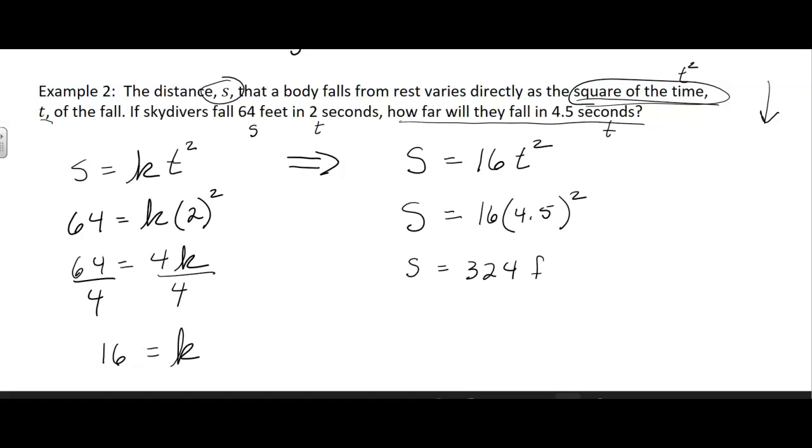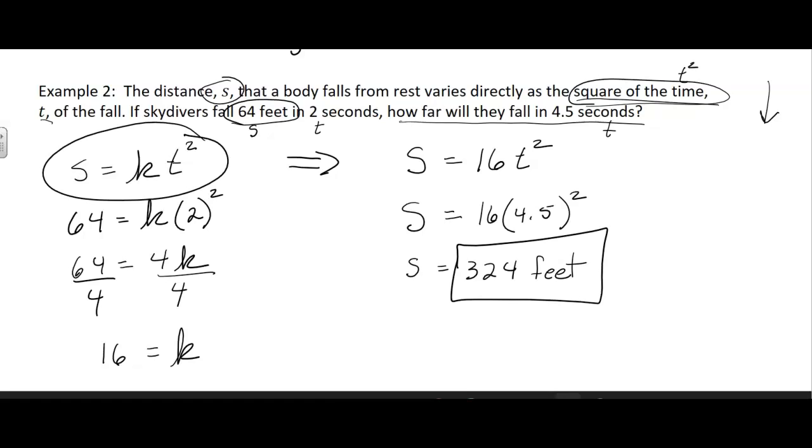Yeah, it was feet. How do you know it's feet? Remember they told us 64 feet. Okay, so that's the answer. And these are pretty fun problems. They pretty much work the same way. The big thing is getting the relationship, and you find the k, use the k to create a formula, and then whatever information they give you, you'll be able to answer the question.